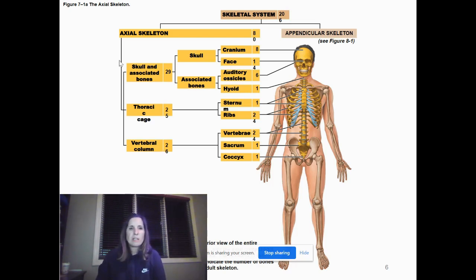So as you can see here, the axial skeleton is made up of the skull and the associated bones, the thoracic cage, and the vertebral column. So this tells you this: skull and associated bones, the cranium, the facial bones, the auditory ossicles, the hyoid. The thoracic cage is your sternum and your ribs, and the vertebral column are the vertebrae, the sacrum, and the coccyx. So please pause the video if you need to fill out your packet now.